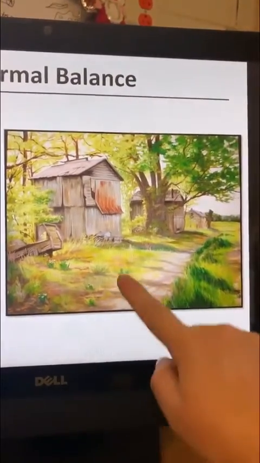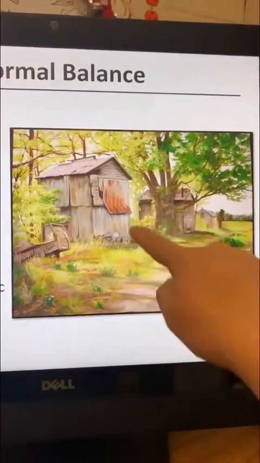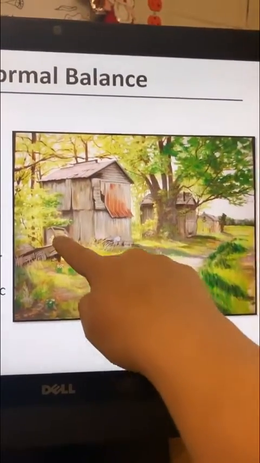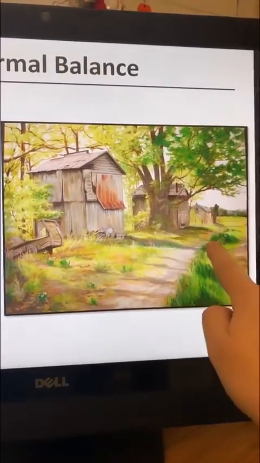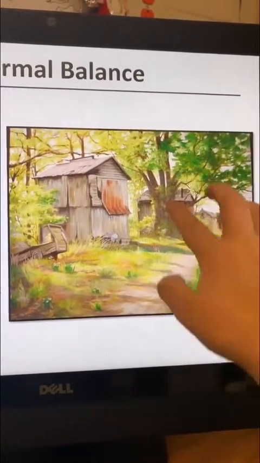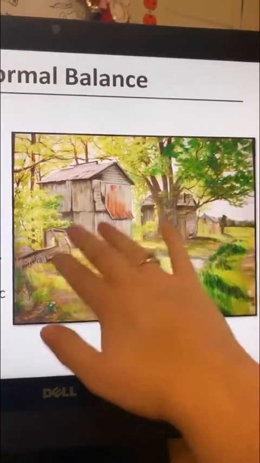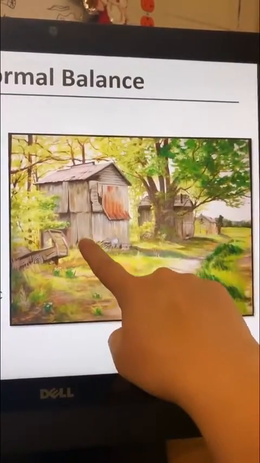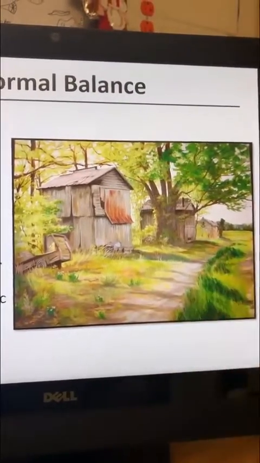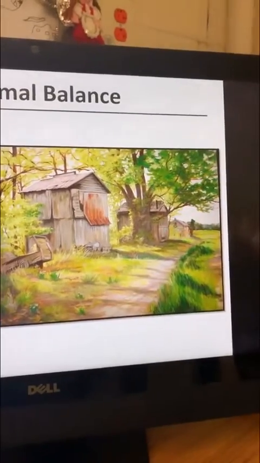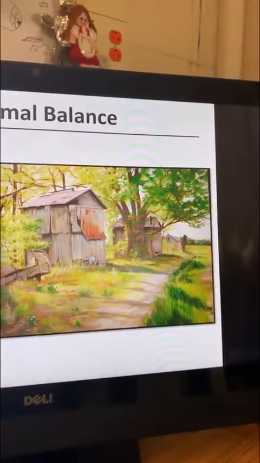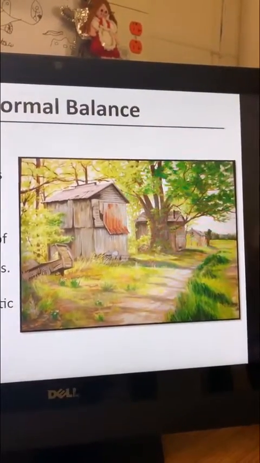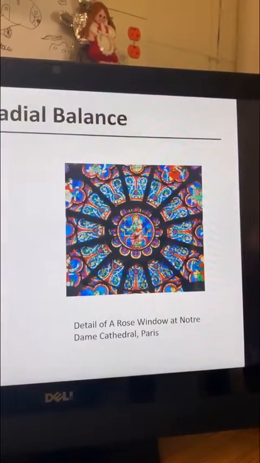So if we look at our example, we have a large shed over here on the left-hand side and a small car hanging out in the woods. And then over here on the right, we have 2 smaller sheds and this large tree helping to balance out the left side of the composition to the right side of the composition. We're going to look at some more examples in a moment to make sure that we understand this, because informal balance is the hardest one to create.